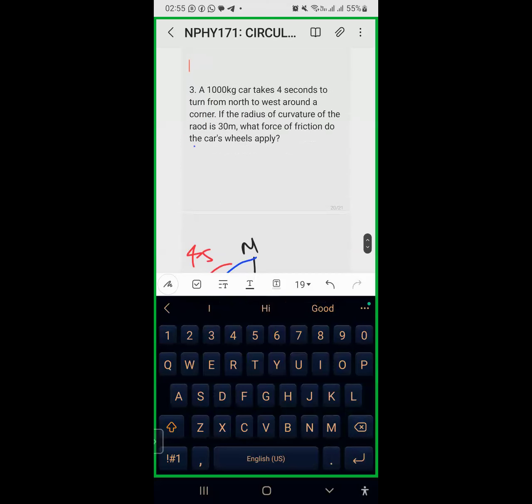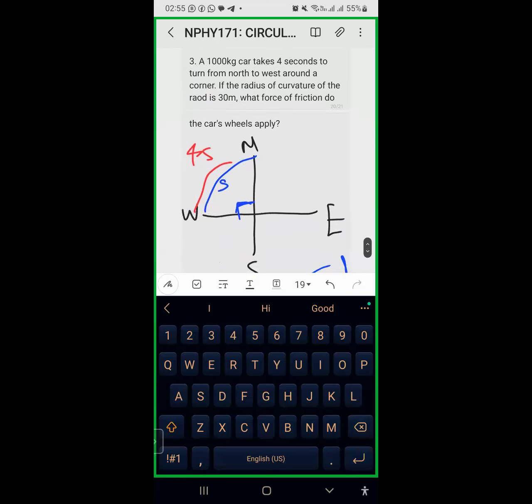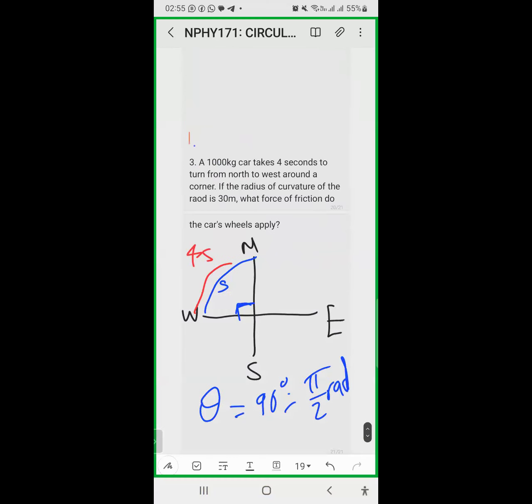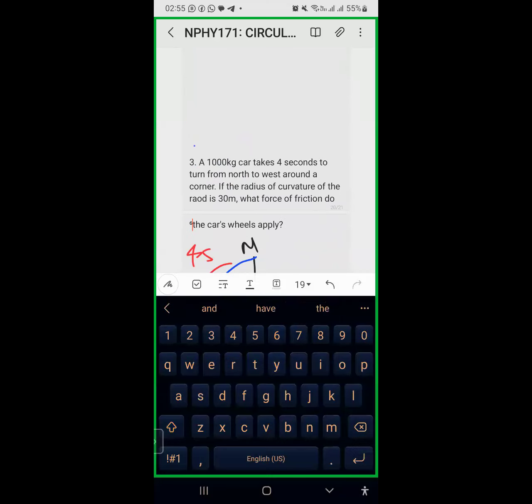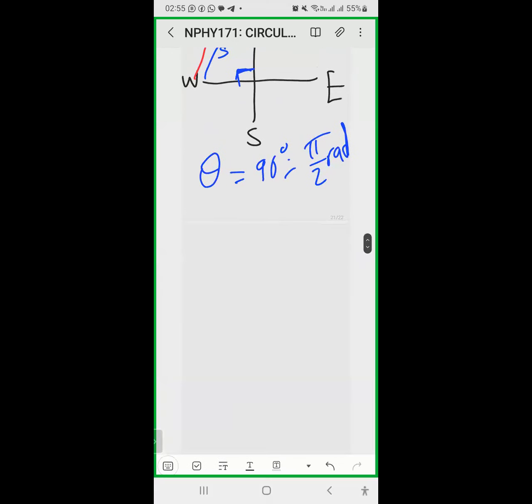So we have the angular displacement, right? Like I said, the frictional force here is acting as the centripetal force. Therefore, the frictional force will be equal to m v_t squared over r, right?